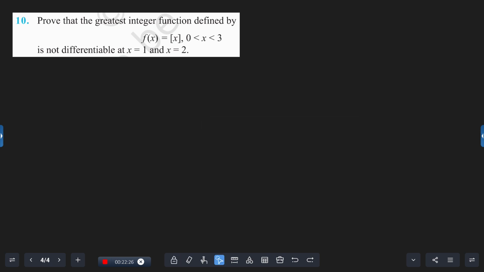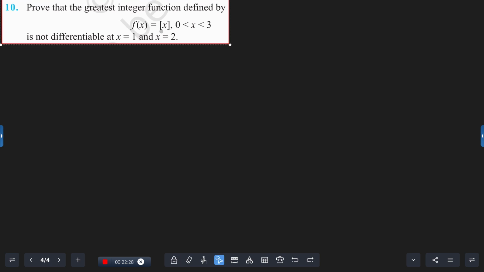Question number 10. Listen. Prove that, greatest integer function we have already seen in the continuity exercise, am I right? This is derivative. f of x is equal to greatest integer x, where x lies between 0 to 3, which is not differentiable at 1 and 2.